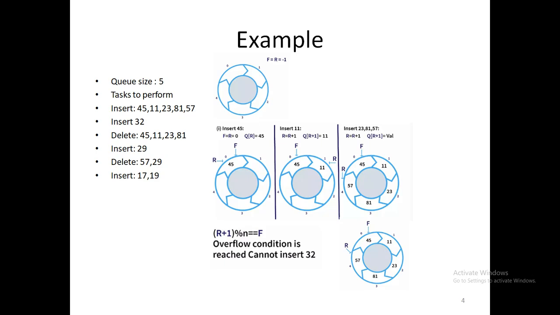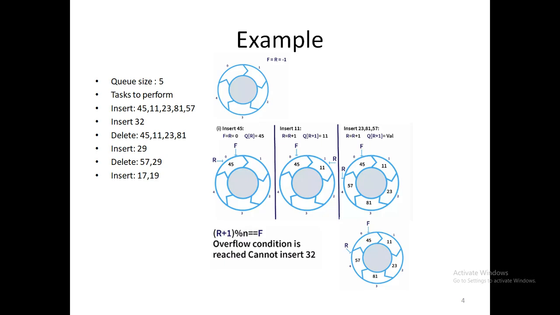So 45 is inserted. Front is pointing to the 45 and rear is also pointing to the 45. Then the insertion of 11 increases the rear value by 1, and then 57, 23, 81, and the rear is pointing to the 4th position. So the overflow condition is reached because r plus 1 mod n, which identifies the last position of the queue, is equal to f, meaning no element has been deleted from the queue. That is overflow.